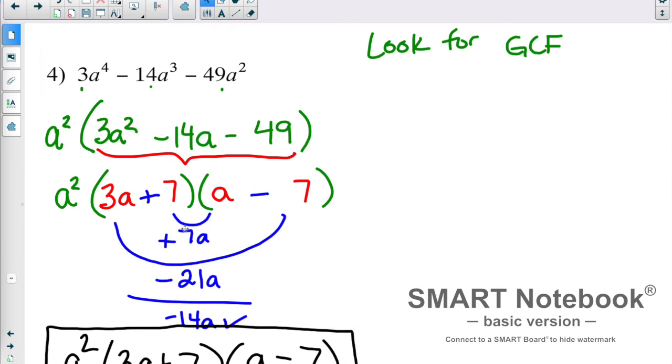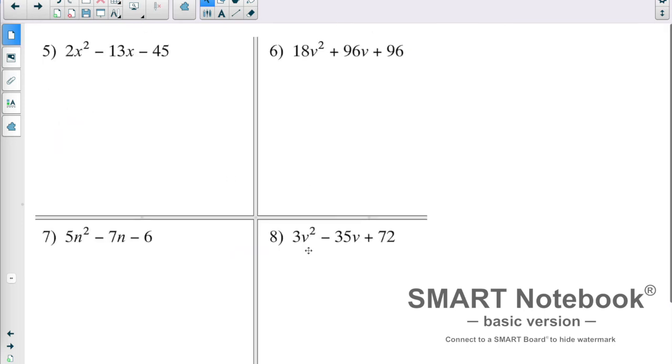Oftentimes the guess and check method gets a little bit messy here, so I always recommend you do it in pencil, but just know that it is going to get easier as you guess and check and get used to the method. Alright, so here are 4 for you to try. I'd pause the video and then you can jump back in and see if you got the answers correct.